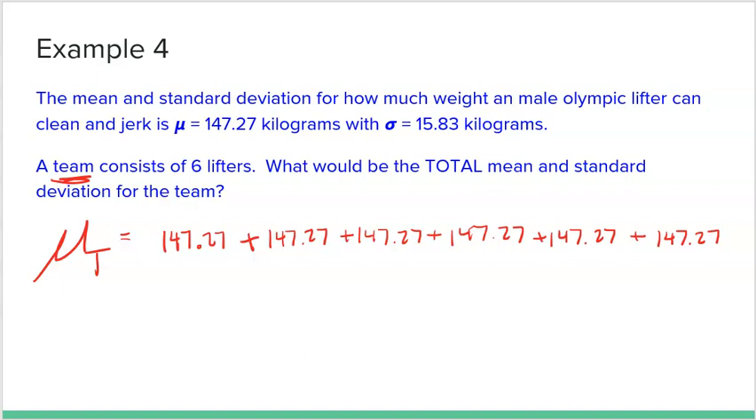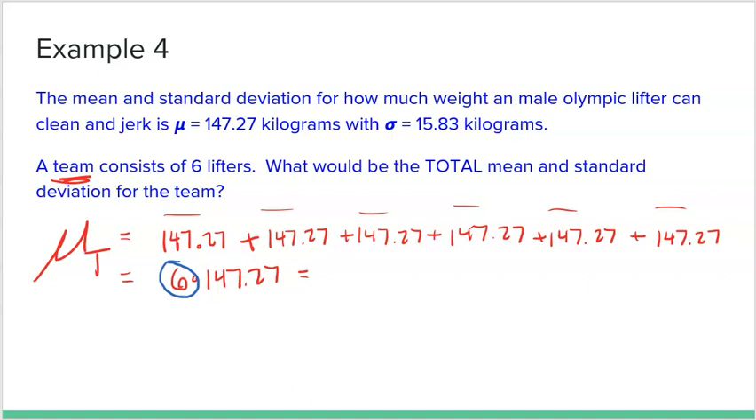Now, obviously, I would speed this up by just doing 6 times 147.27. But I can't emphasize this enough. Guys, this is not transforming. This 6 is not a constant. I'm not multiplying by 6 to convert. I'm multiplying by 6 to represent 6 different lifters. So to be honest, I would prefer, I'm not telling you that you have to do it this way, but I would prefer that you write it out because you actually can see each of the 6 lifters. But multiplying is a faster way to get the answer.